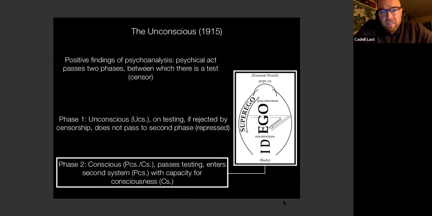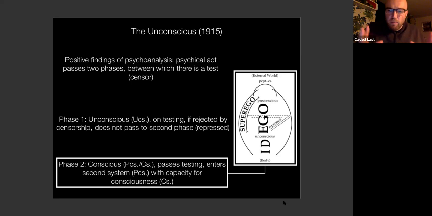The positive finding of psychoanalysis is that psychical acts pass two phases between which there is a test or a censorship. Phase one is the unconscious. Upon testing, if rejected by censorship, it does not pass to the second phase and becomes repressed. The second phase is the conscious, and here he's combining the distinctions between the preconscious and the conscious, where upon passing the test, they enter the second system, the preconscious, with the capacity to become conscious.